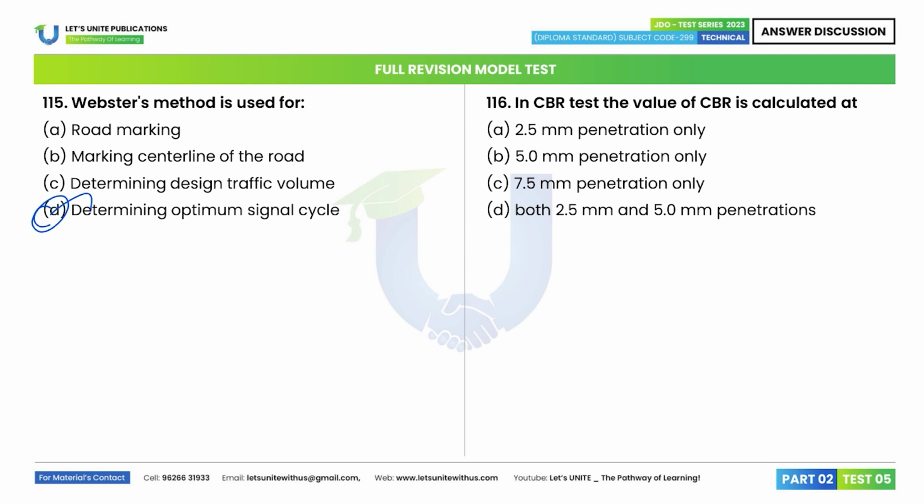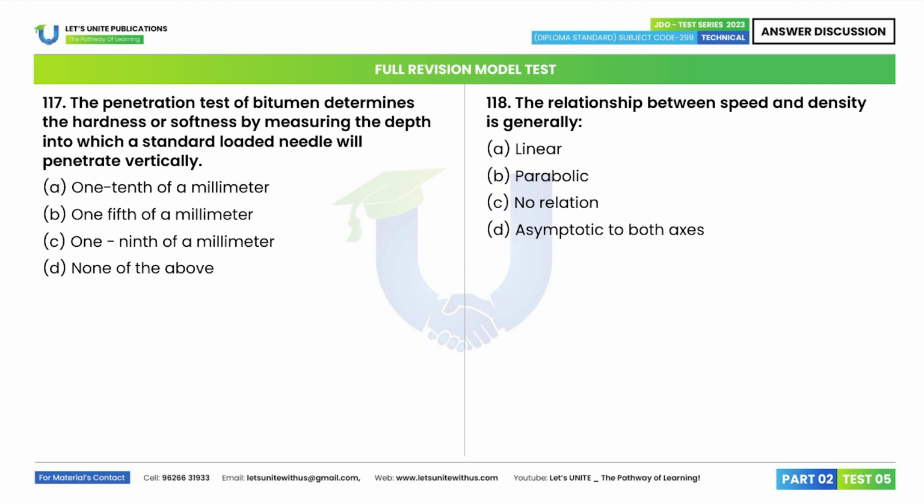Option D. Next 116. In CBR test, the value of CBR is calculated at both 2.5 mm and 5 mm penetrations. Option D. Next 117. The penetration test of bitumen determines the hardness or softness by measuring the depth into which a standard loaded needle will penetrate vertically, in 1/10 of a millimeter.